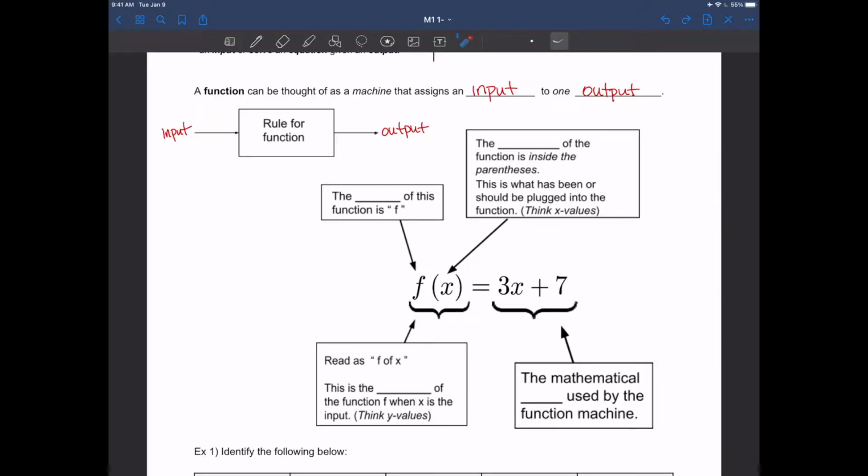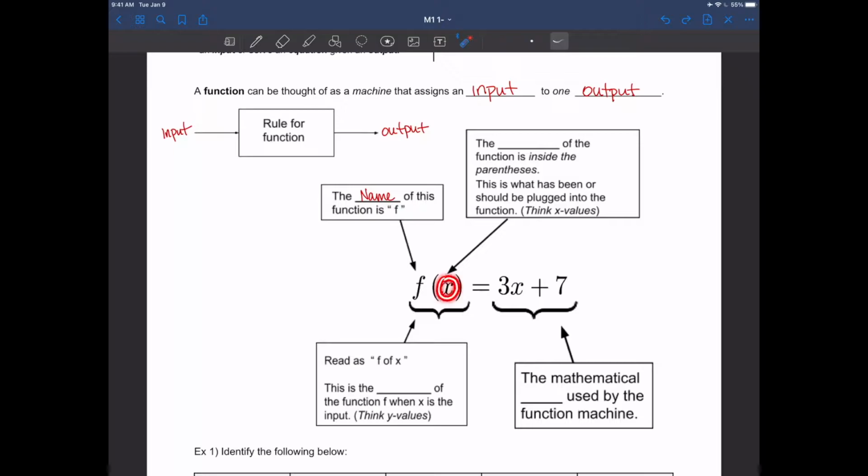Okay, so now let's look at this example. This is function notation. This is f of x equals 3x plus 7. Let's talk about this letter on the outside and what that means. That is the name of the function. Now, it's not always going to be f. It could be g of x, j of x, or h of x. Just know that it's the name of the function. This allows us to deal with more than one function at a time.